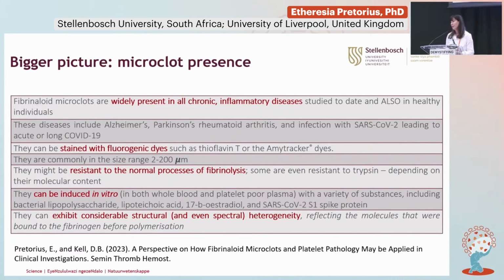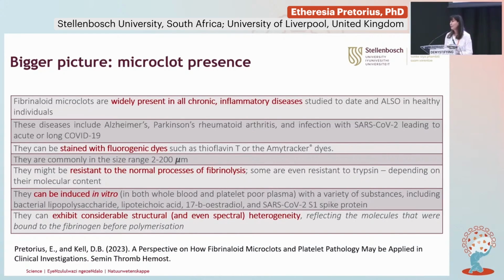So let's quickly look at the bigger picture, in the last few slides, of microclot presence. What do we know? We do know that they are widespread in all chronic inflammatory diseases. We have found them ourselves in Alzheimer's, Parkinson's, rheumatoid arthritis, and many more. We know that they can be stained with fluorogenic dyes, such as thioflavin T and also the amyloid dyes, and that they are resistant to the normal process of fibrinolysis.